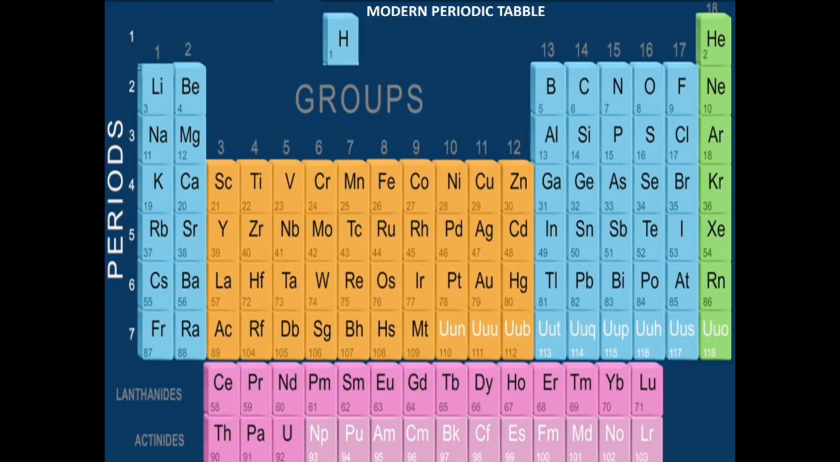The modern periodic table will have 18 groups and 7 periods. This you will be studying in the next session. Hope you have understood. Thank you very much for watching this.